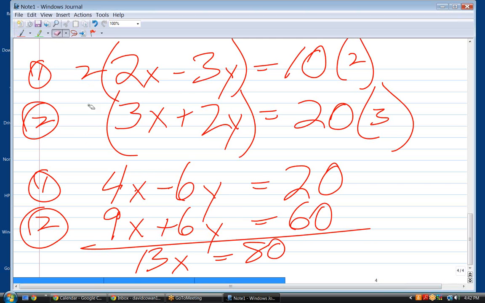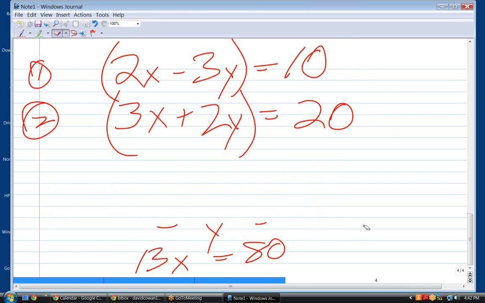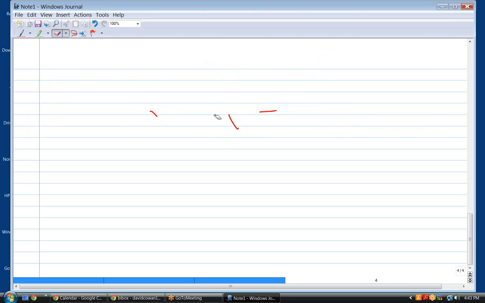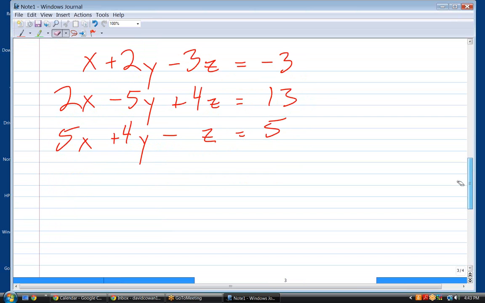So even if the two equations are not particularly conducive to eliminating a variable, you can manipulate them around so that you can. So no matter what two equations you give me, if you give me two equations and two unknowns, I can solve it. Always. Okay? So let's look at 3 equations and 3 unknowns.